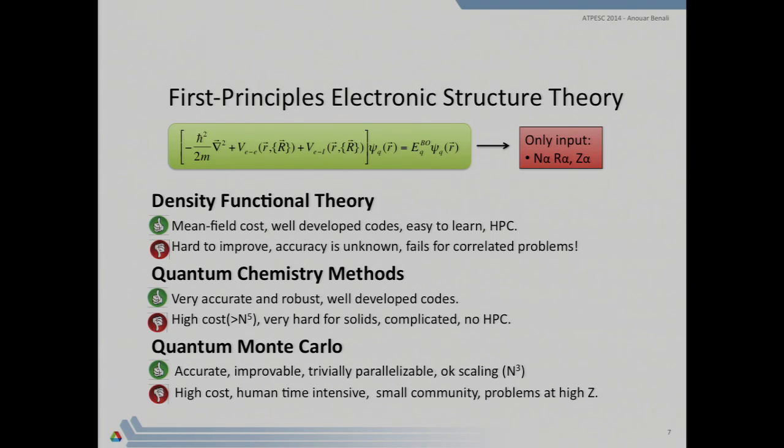Then comes quantum Monte Carlo. It's great because it's not a mean field theory, so we are not bound by the same problems as density functional theory. It's trivially scalable, and we're going to see why. It's N to the second, N to the third. However, it costs a lot of computer time and human time because the learning curve is very high and it's a small community. Anyways, all this is to show that each method has good points and bad points. It just depends on what you're trying to do.